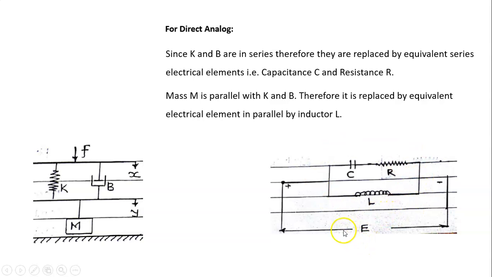There, and this E is the total voltage drop. F is equal to E. Therefore this completes our direct analog electric circuit.